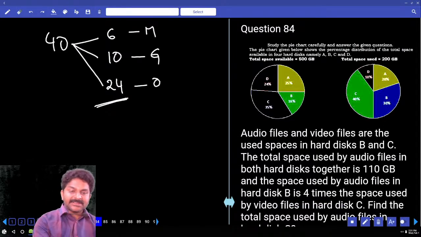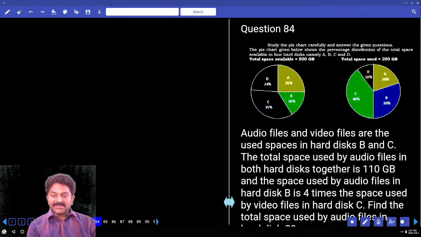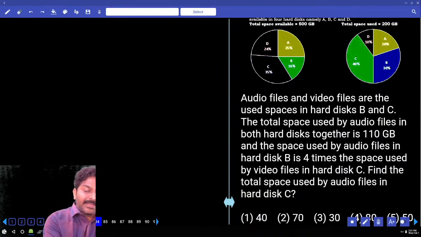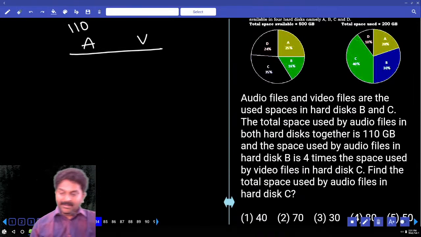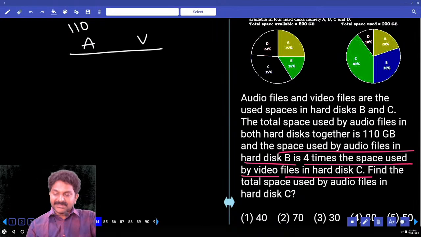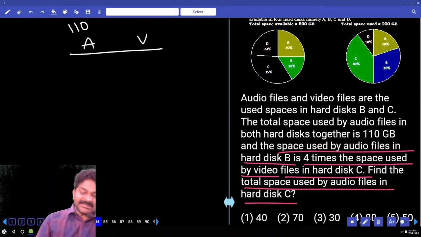Audio files and video files are the used spaces in hard disks B and C. The total space used by audio files in both the hard disks together is 110 GB. We have either audio or video, so total audio is 110. And the space used by audio files in hard disk B is 4 times the space used by video files in hard disk C. Find the total space used by audio files in hard disk C.